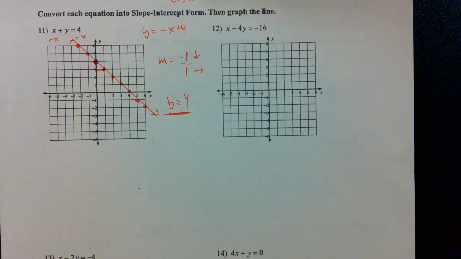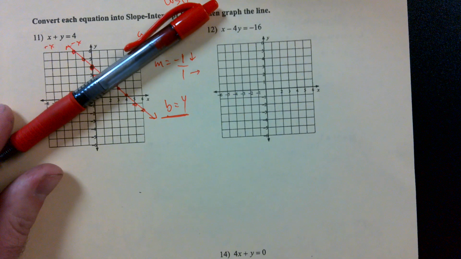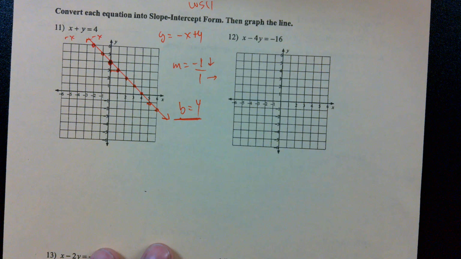I put the opposite, like the line going this way? Yeah, so you gotta make sure you're going down when it's negative.